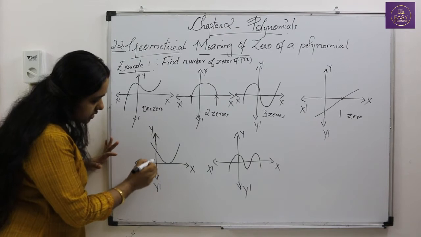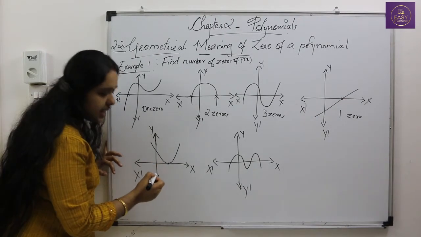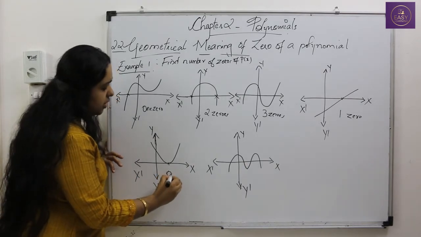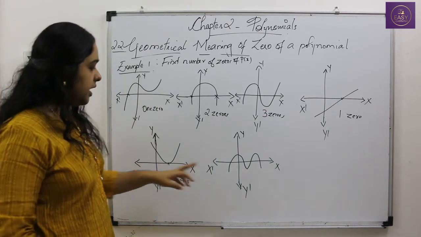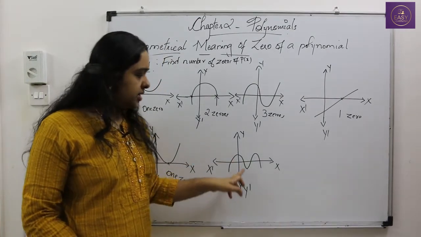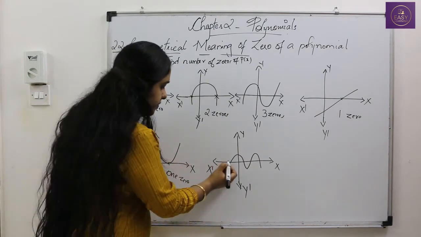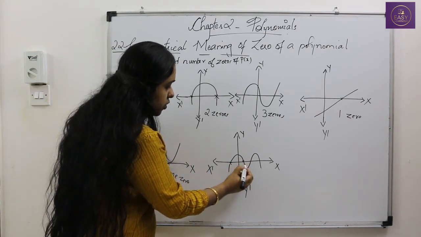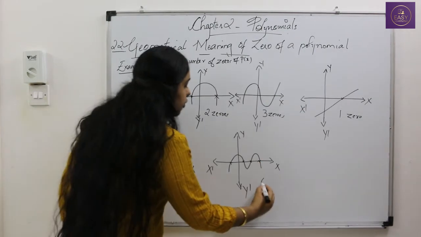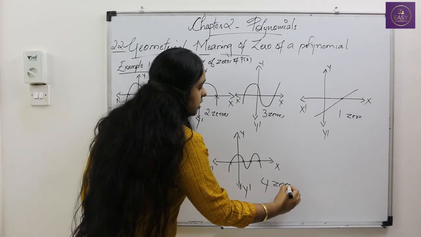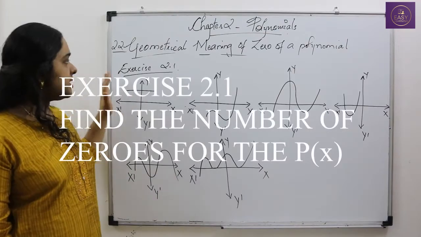And what about this? This cuts the y-axis, then it comes and cuts the x-axis. So how many zeros are there? Only 1 zero of the polynomial. And what about this? How many points does it intersect in our x-axis? 1, 2, 3, and 4. So how many zeros are there? 4 zeros are there for this p of x. Is it clear?